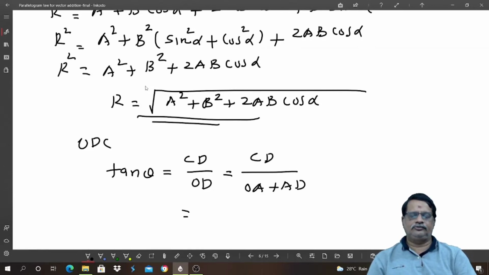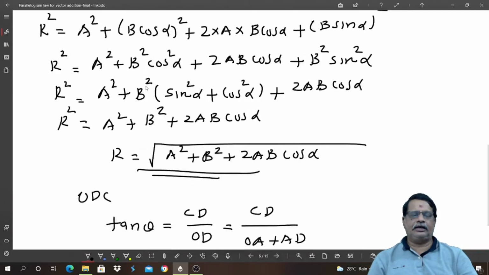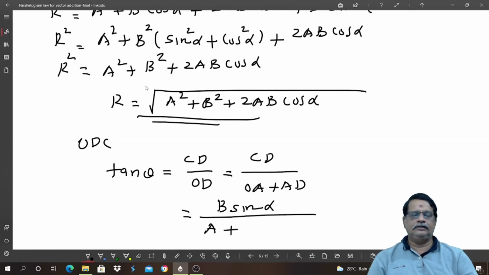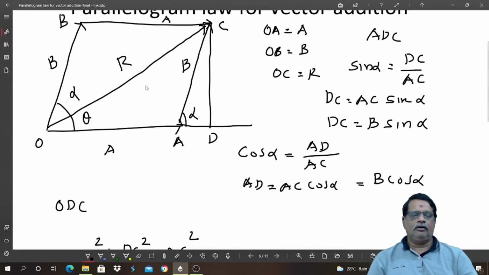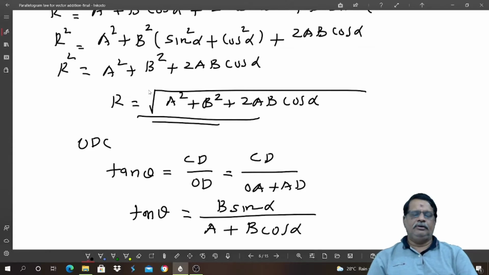Now let us substitute for all of them. CD, we have already found a substitution for, B sin alpha. Divided by, what is OA? OA is A. And what is AD? AD is B cos alpha. So we put it here as B cos alpha. So that is our tan theta, or theta is tan inverse of B sin alpha by A plus B cos alpha. So that is the angle at which the resultant is oriented.